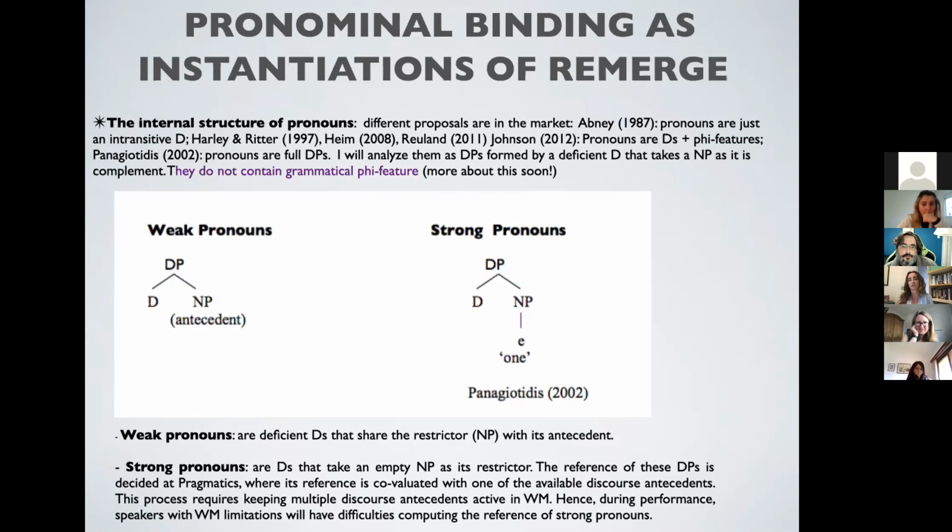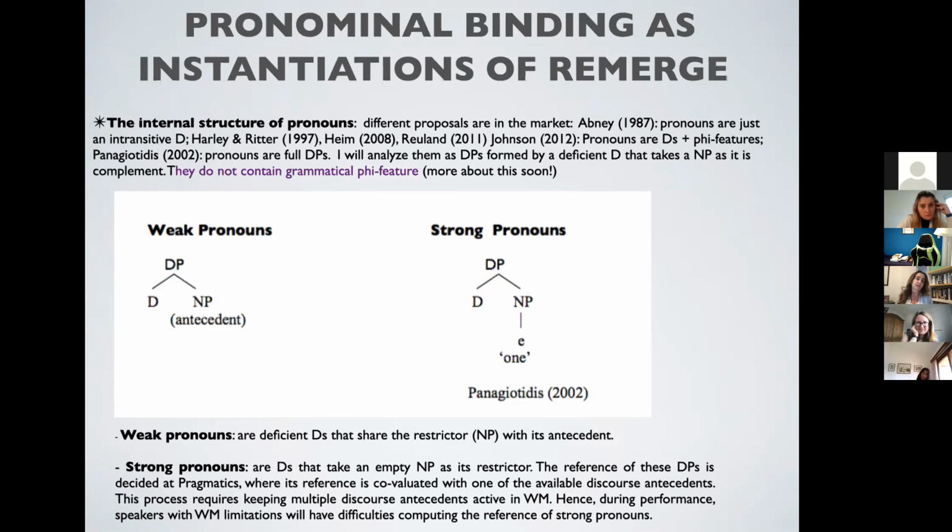So different proposals are on the market. Abney, for example, proposed that pronouns are just intransitive Ds. They are just D. Heim, Harley and others proposed that pronouns are D plus phi features. Others, like Panagiotidis, for example, take pronouns to be full DPs, so they have all the internal structure of the DP. We will analyze them as DPs formed by a deficient D that takes an NP as its complement. Important here, it does not contain grammatical phi features. So I'll talk about it more soon.